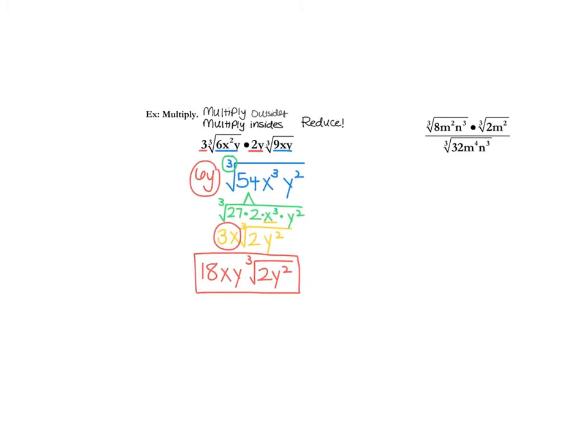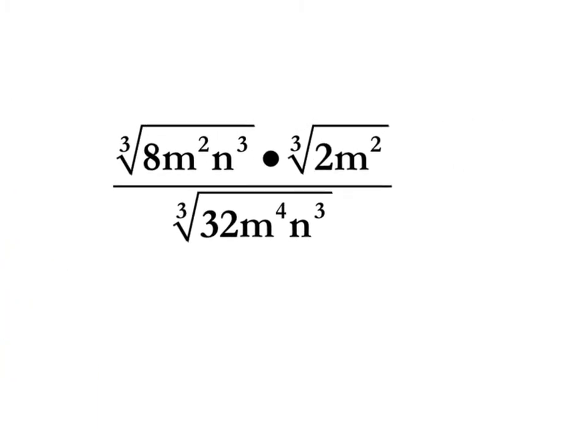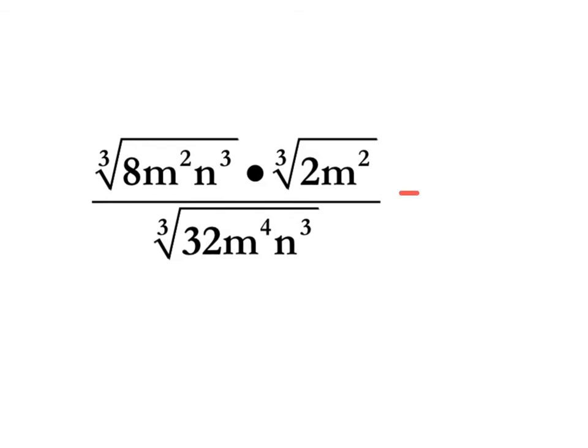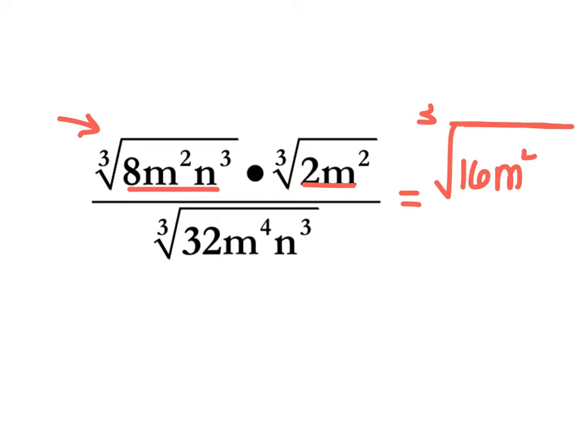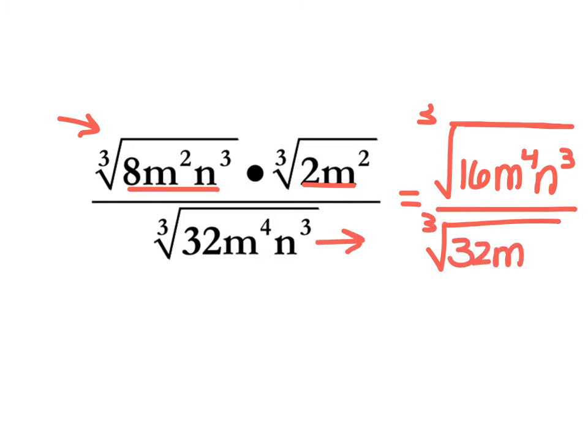All right, this next example looks scary. We're going to be okay. There's a trick to this one. So first, just multiply your numerator. And to multiply the numerator, we just multiply the insides. So right here, I have the cube root of 16, m to the fourth, n to the third, over, I'm just rewriting the denominator. So the cube root of 32, m to the fourth, n to the third.